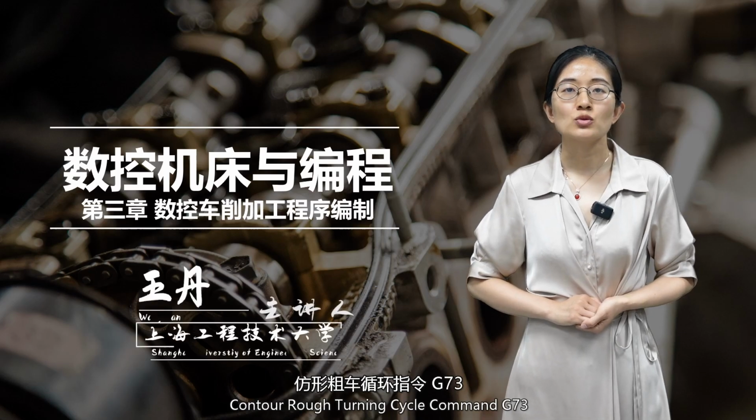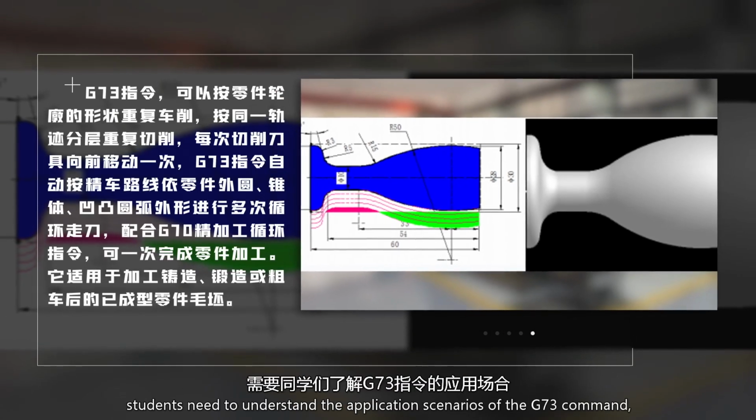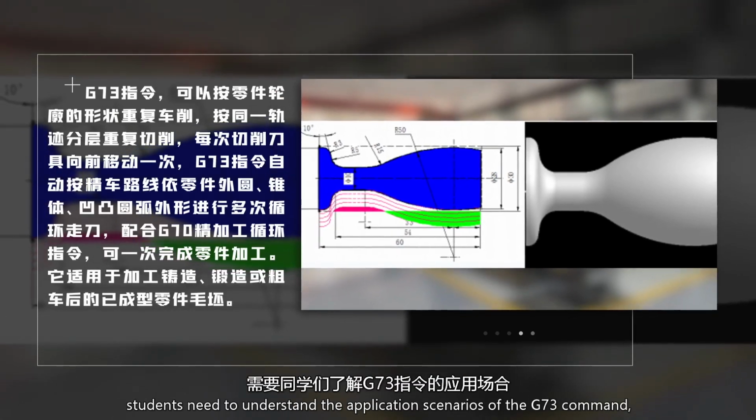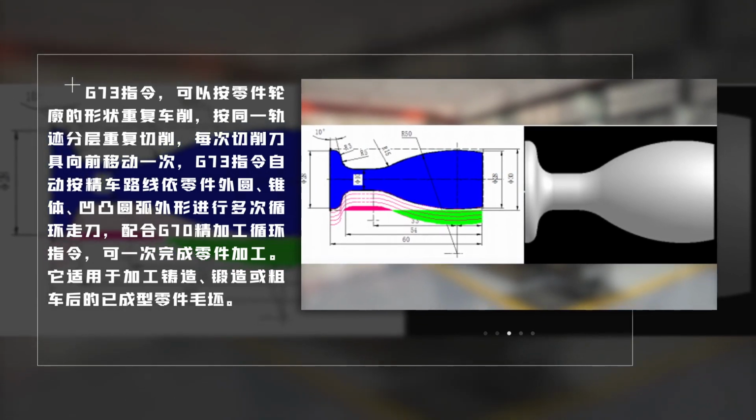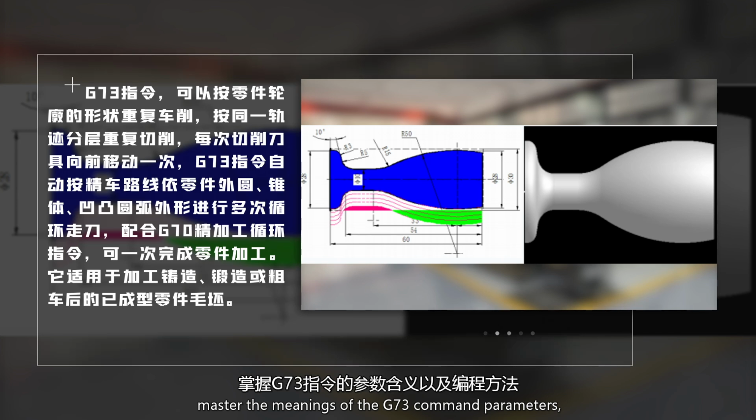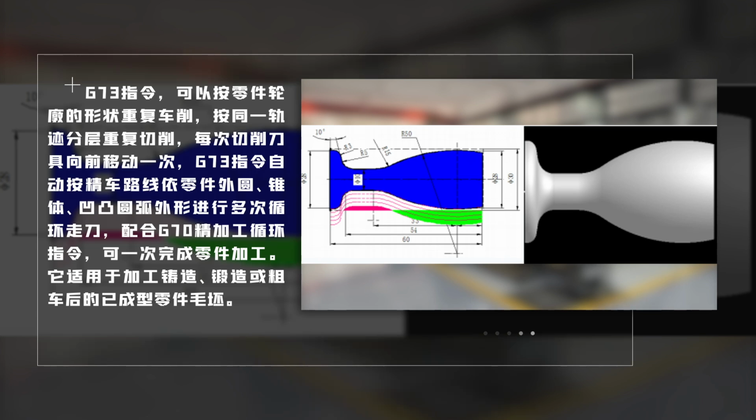Contour rough turning cycle command G73. In today's lesson, students need to understand the application scenarios of the G73 command, master the meanings of the G73 command parameters, and learn the programming methods to solve practical programming issues in composite turning cycles.